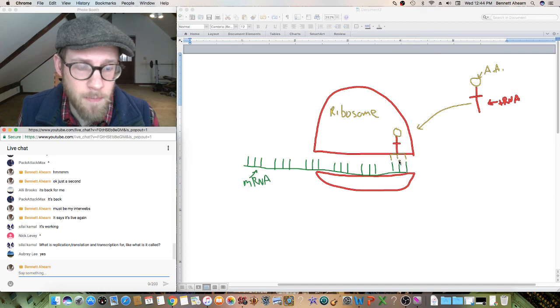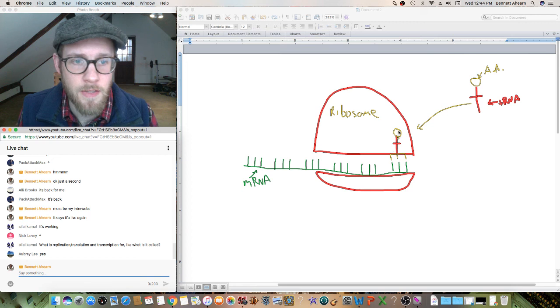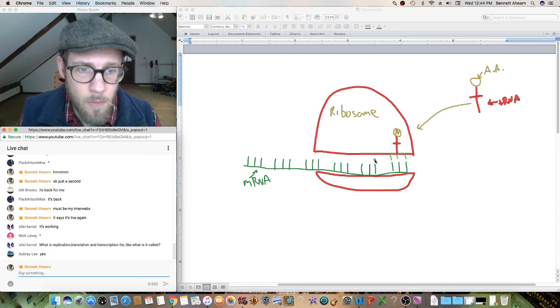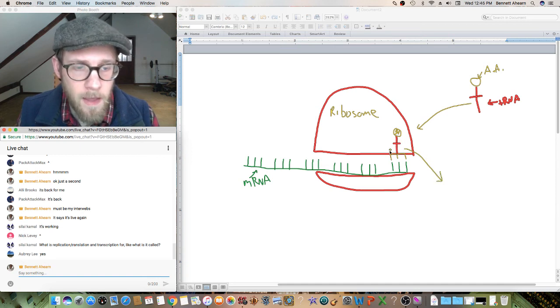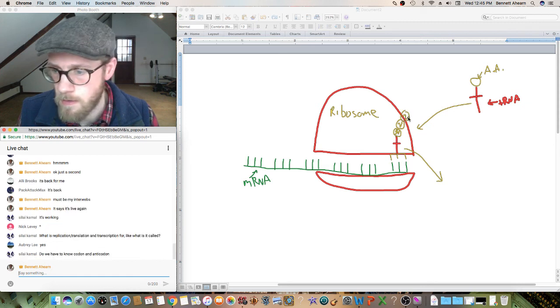So when these guys meet, boom, they stick together, the anticodon and the codon. When they do, the tRNA can drop off its amino acid right there. Now, the ribosome will move over to the next one. This tRNA is going to leave after it's dropped off its amino acid. And then the next one will do the same thing. And every time an amino acid gets dropped off, it sticks to the one that was already there.